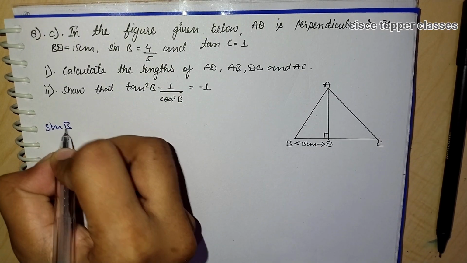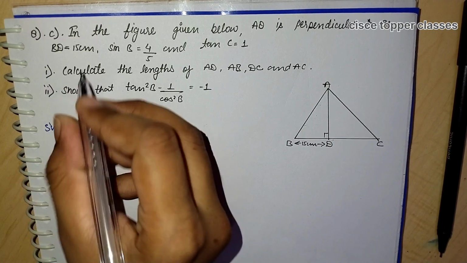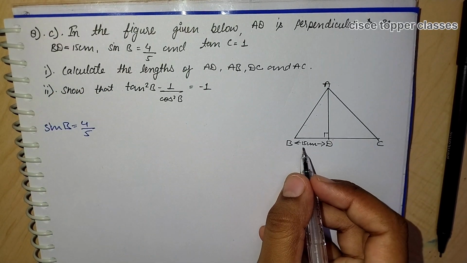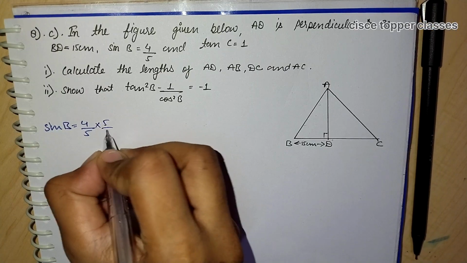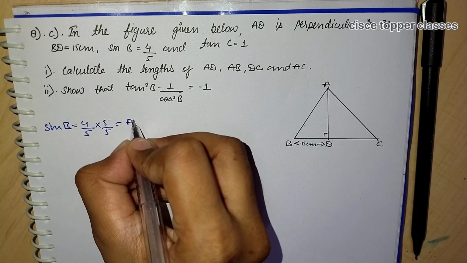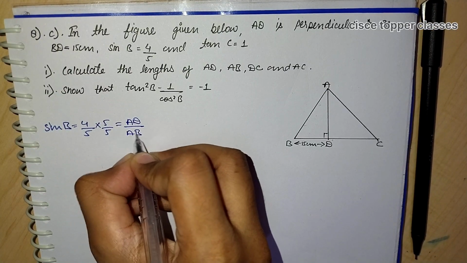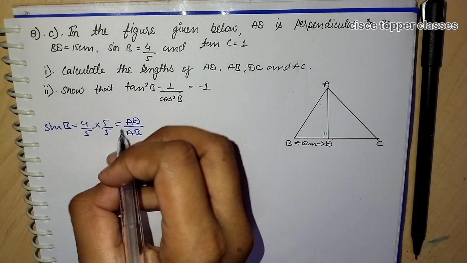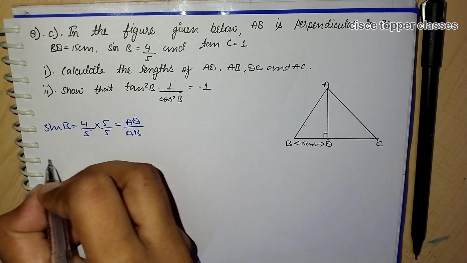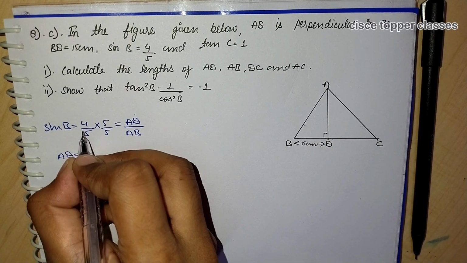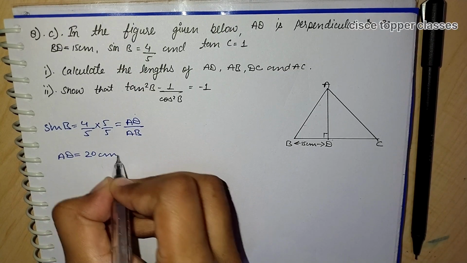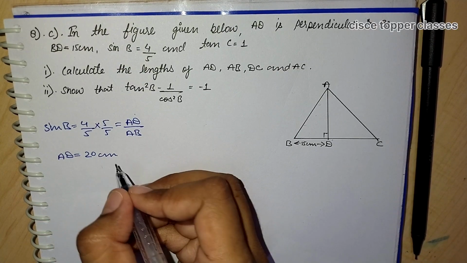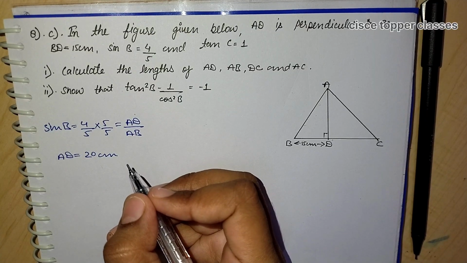So from sin B, we know BD is 15 centimeter, so we can just multiply this part by 5, and we know this will be AD by AB, height by hypotenuse of this triangle. So here we can write AD as 20 centimeter, and if AD is 20 centimeter, we can write about tan C also.